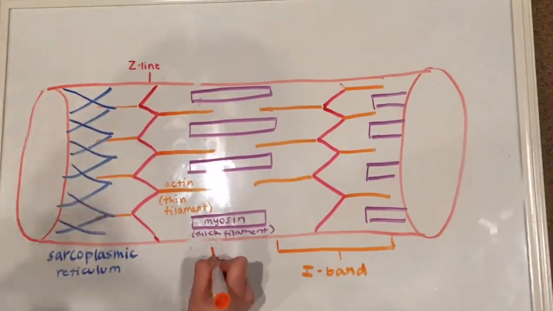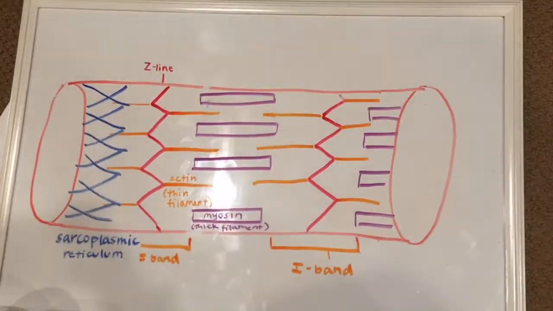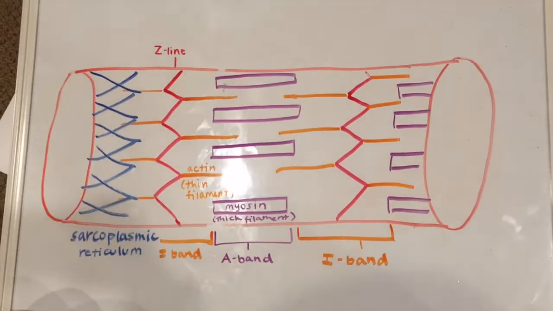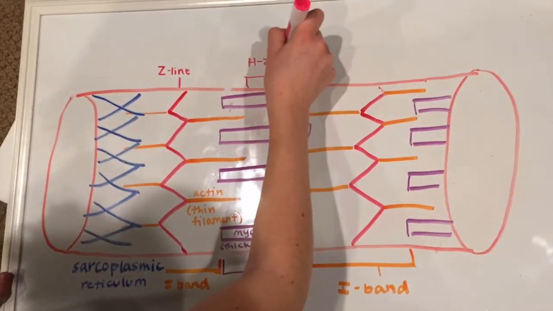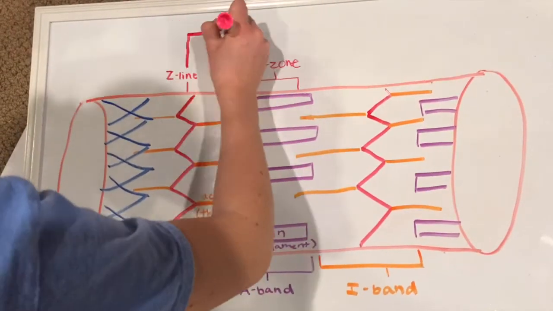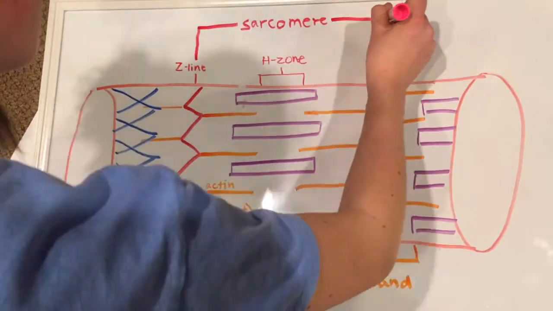The I band appears light under a microscope because it contains thin actin filaments. The A band appears dark because it consists of the thick myosin filaments. The H zone is the area where there is only thick filaments and no overlap with the thin filaments. The region from one Z-line to the next is called a sarcomere and is the smallest contractile unit of a muscle.